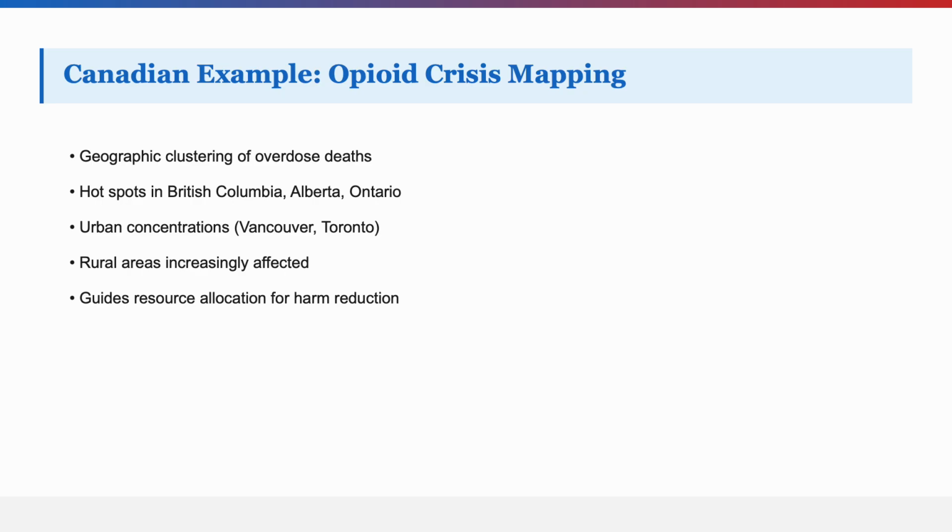Person characteristics reveal high-risk groups. Young and middle-aged adults, predominantly male. Those with mental health conditions and histories of substance use. Indigenous peoples are disproportionately affected. People experiencing homelessness or housing instability.